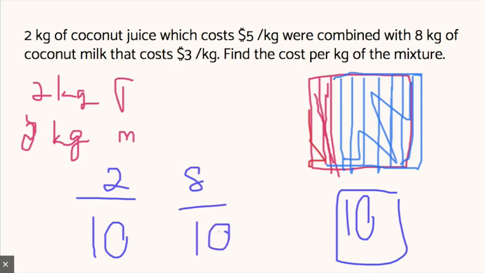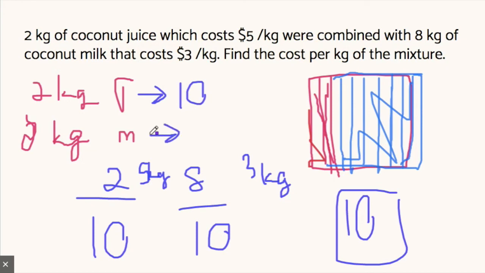We know the coconut juice is costing $5 per kilogram, and our coconut milk is costing $3 per kilogram. For the coconut juice, there are 2 kilograms, so in total it's going to cost us 5 times 2, which is 10, and our milk is going to cost, there are 8 kilograms and each is $3 per kilogram, so 8 times 3, 24. So our total cost is $34 for 10 kilograms.